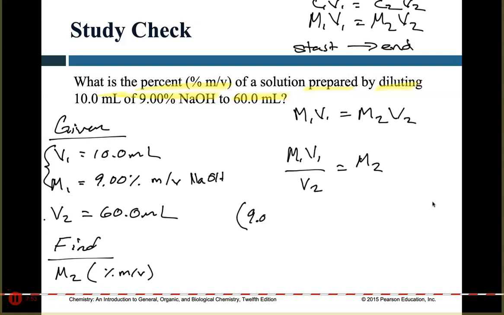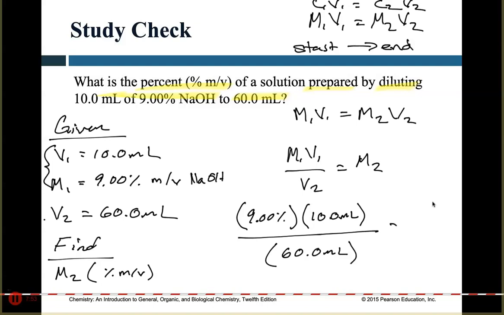M1 was 9%, V1 was 10 mils, V2 was 60 mils. What will M2 be? I can definitely know the units right off the bat. Mils and mils cancel. My units will be in percent mass per volume, which is exactly what I want. So let's find a number that goes with this. 9 times 10 divided by 60. So let me just make sure I was clear with what I was writing. That's a 10, right? You almost confused myself.